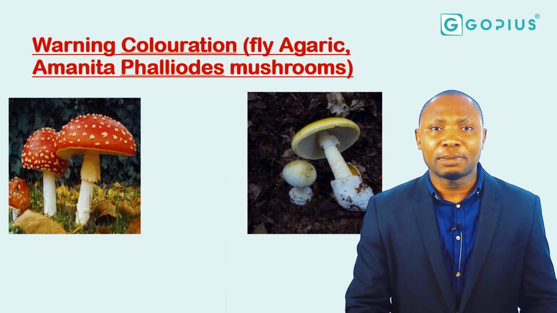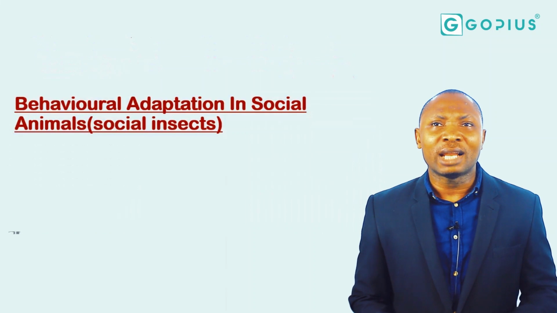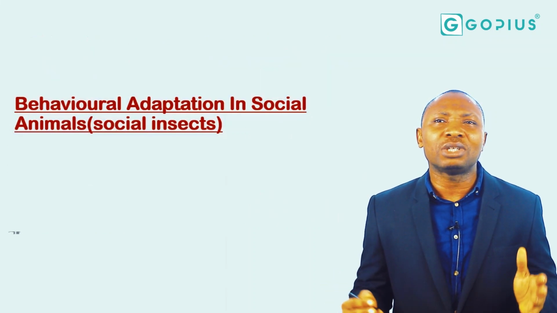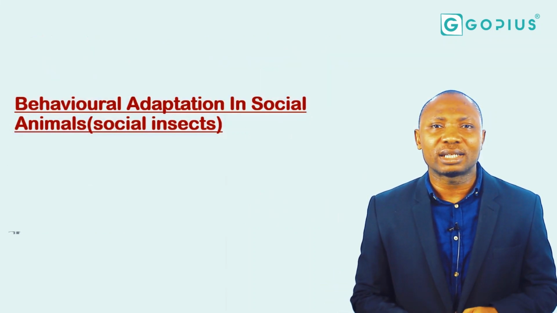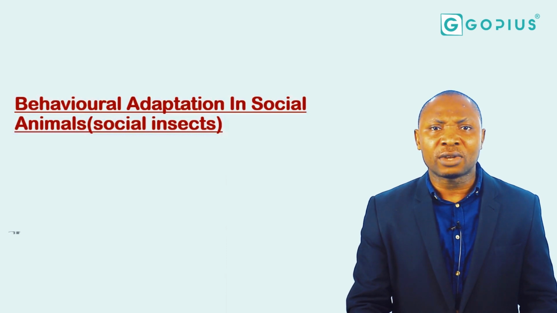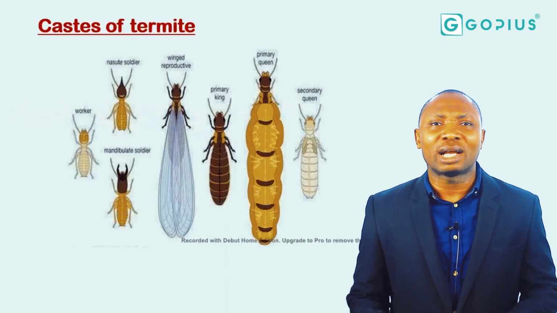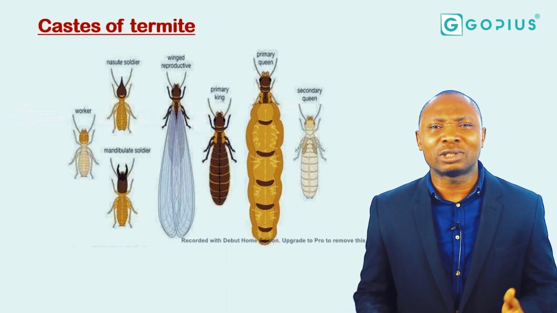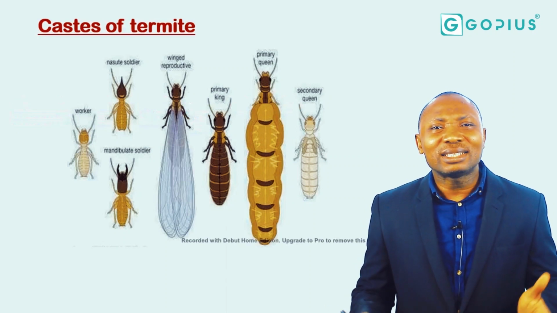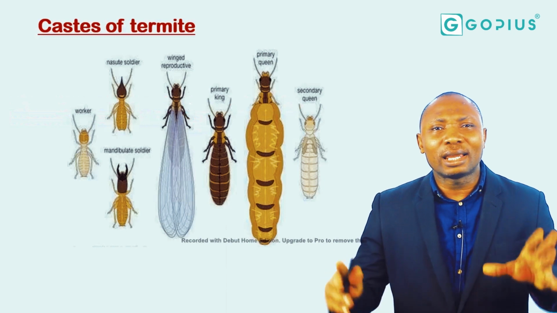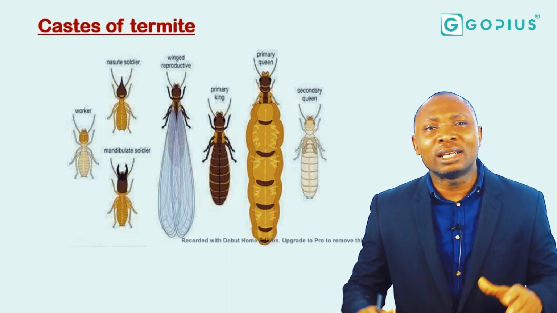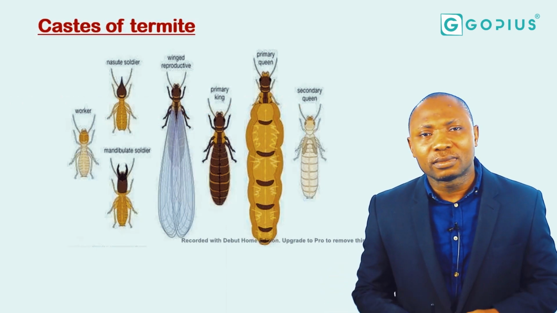Now let's go to another aspect under adaptation. We're looking at behavioral adaptation in social animals, social insects. And one of such social insects we're going to look at is the termite. We're going to look at different castes of termite. When you ask what is caste? A caste is like a ranking. It's like ranking in the termite colony.